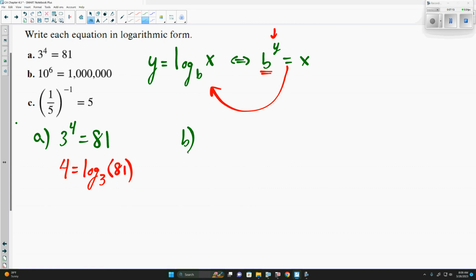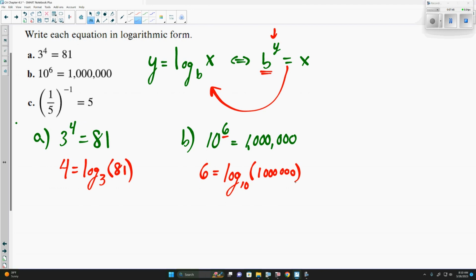Now the next one we have is 10 to the 6 is equal to 1 million. So if we're going to rewrite it, what it's equal to is the exponent. So 6 is equal to log, our base this time will be 10, of 1 million.